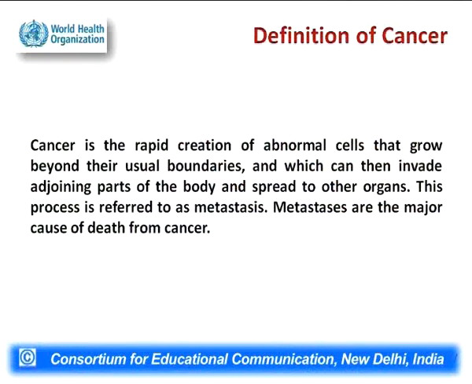Before starting, let me start with the historical perspective of cancer biology. Today, cancer has become one of the most dreadful diseases, affecting about 14 million people throughout the world, of which 8.2 million people are dying because of cancer. Cancer has been defined by the WHO as a rapid creation of abnormal cells that grow beyond their usual boundaries and which can invade adjoining parts of the body and spread to other organs. This process is called the metastatic process. Subsequently, the patient dies of the metastatic growth.